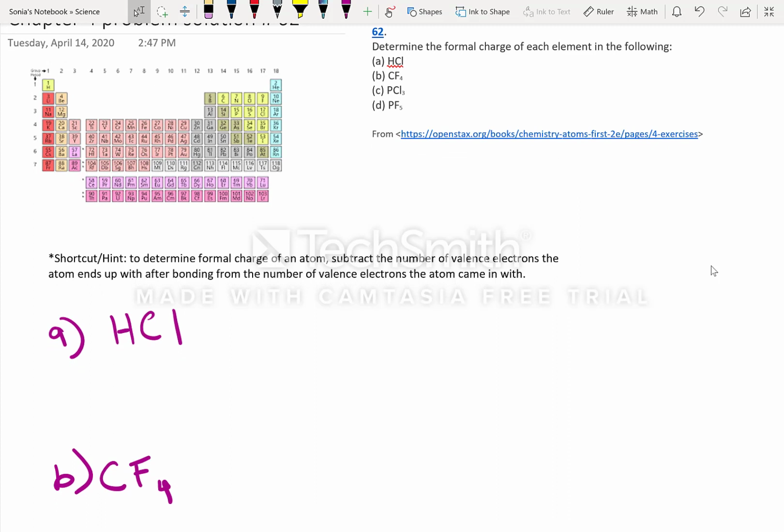So let's start with A. The question reads, determine the formal charge of each element in the following. We've got HCl, CF4, PCl3, and PF5.